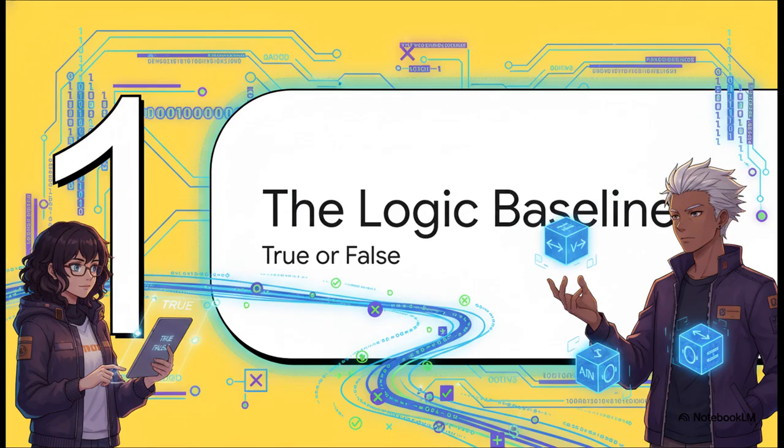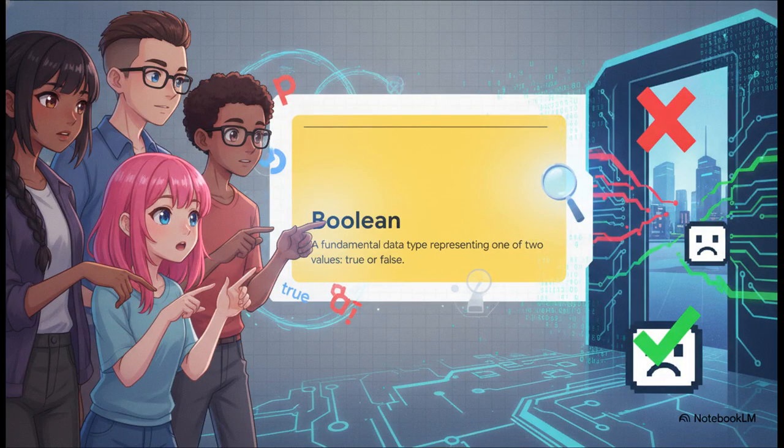Everything boils down to true or false. Before we start writing any crazy complex algorithms, we got to remember that logic is the absolute foundation of every programming language out there, right? Especially JavaScript. So let's define the core concept here. A Boolean is a fundamental data type that represents one of exactly two values, true or false.